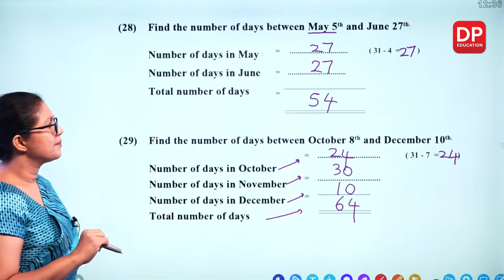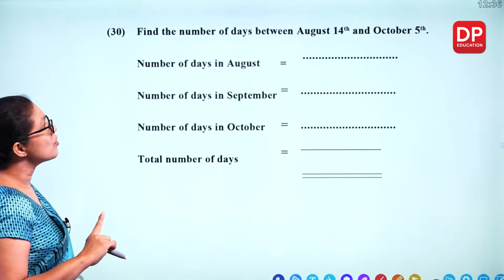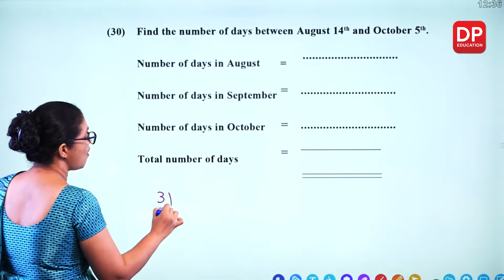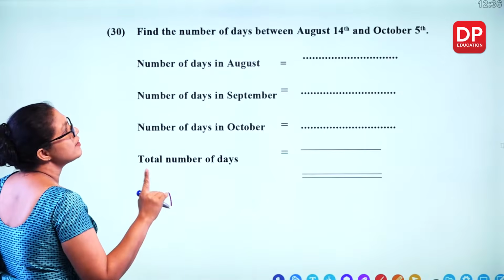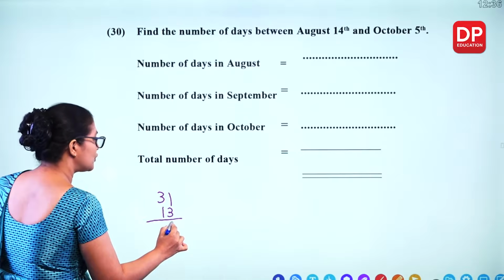Find the number of days between August 14th and October 5th. August 14th. So 31 days in August. From the 14th onwards means you have to subtract 13 days. So what's the number?